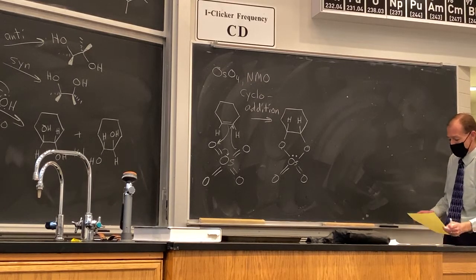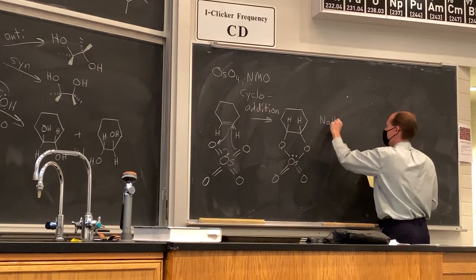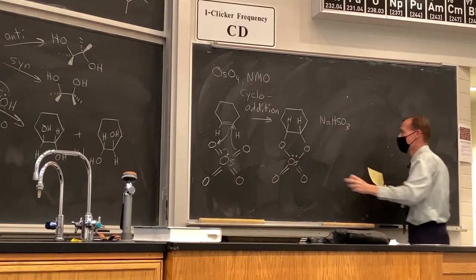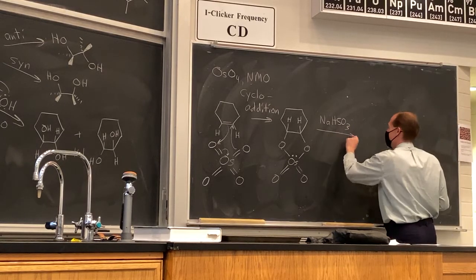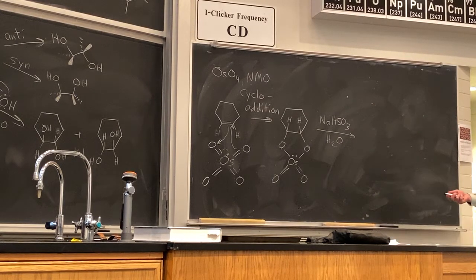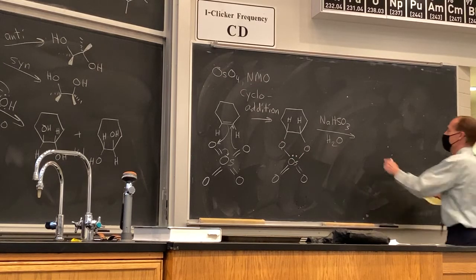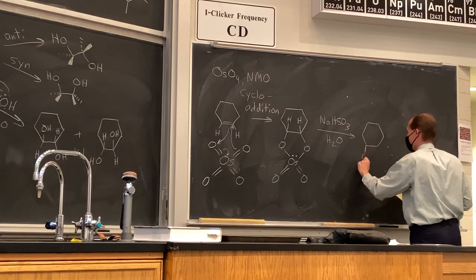So now we're not going to draw the remainder of the mechanism, but what happens at this point is we add sodium bisulfite, NaHSO3, in water, and the combination of these 2 reagents is going to cleave these osmium-oxygen bonds, and it's going to protonate these oxygens, and so that's going to give us our diol product. Okay.